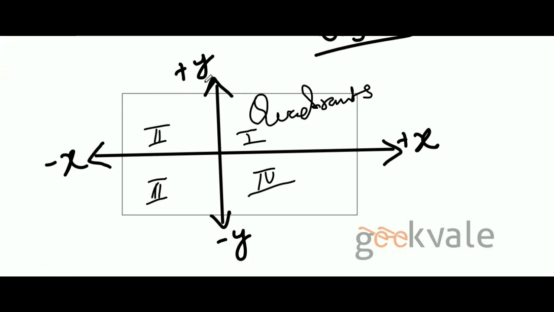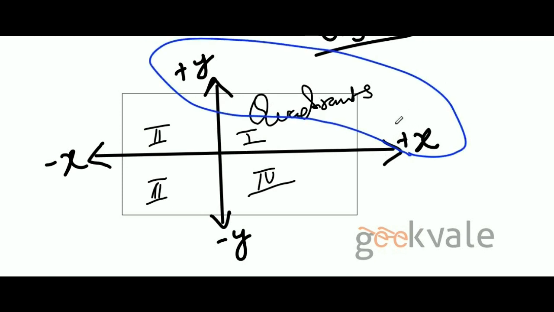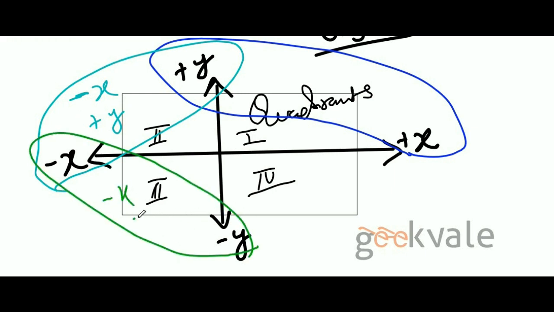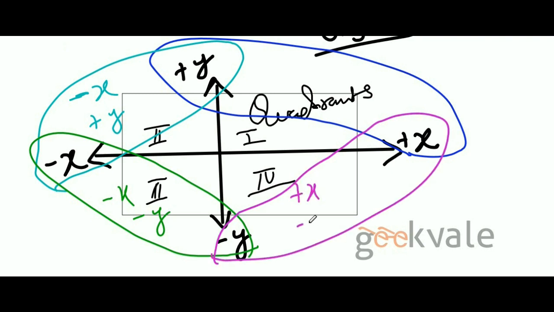Now, a very important thing: in the first quadrant, if you look, we have both x and y plus. In the second quadrant, x negative, y positive. Now let me write it down for you. X negative, y positive. In the third quadrant, both negative, x negative, y negative. In the fourth quadrant, x positive, y negative. And going back to the first one, I didn't write it down, it was plus x and plus y.